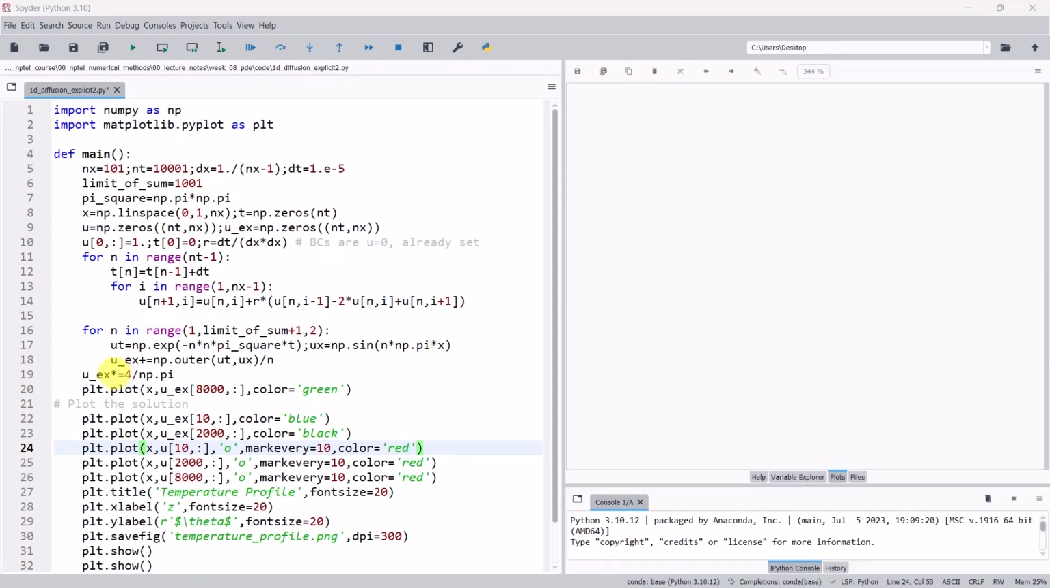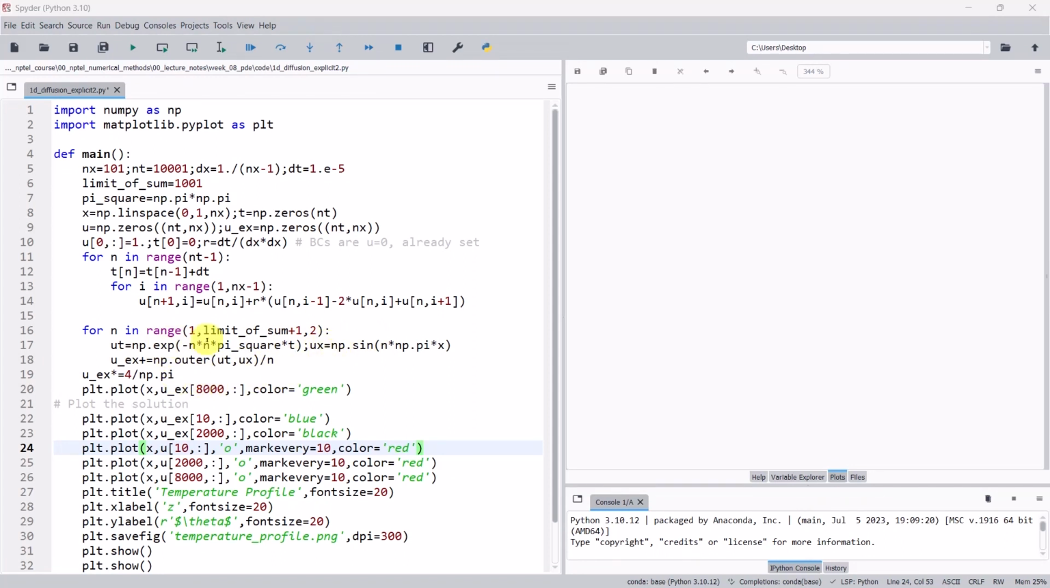It has two terms. One is this time dependent term, that is this n square pi square t, you can see this pi multiplied by pi. So you remember that is coming within the time dependent term. And in the x dependent term I have sine n pi x. And then I am taking their outer product. So these are two vectors, ut and ux. So this is ut, ux transpose.